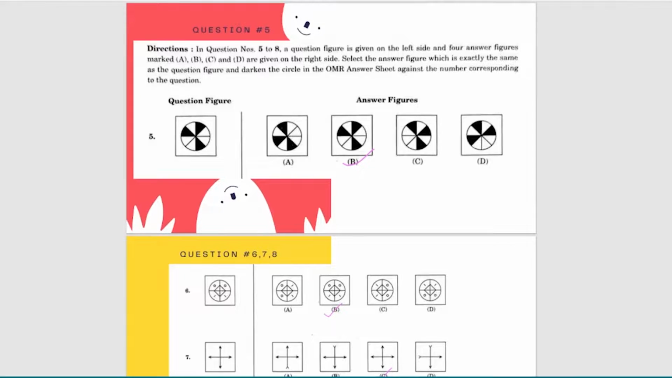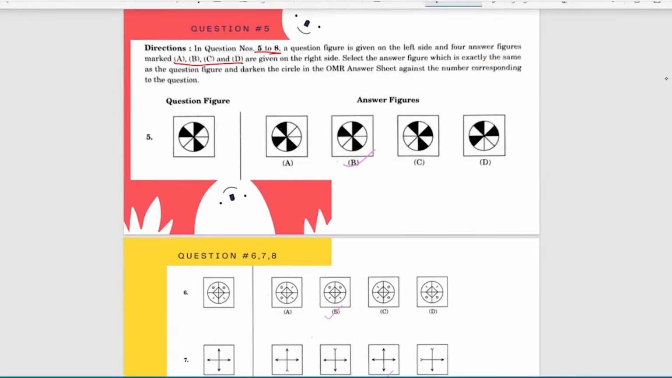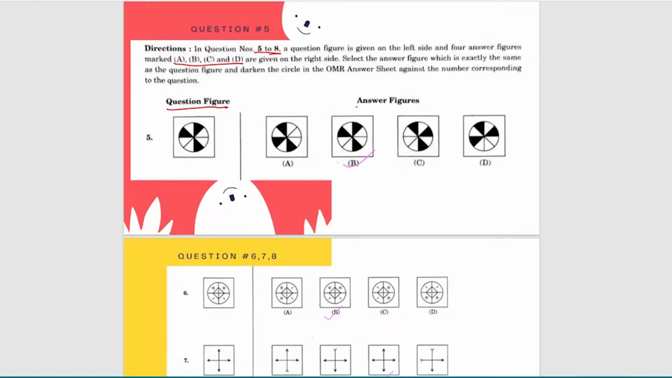The directions given are, in question numbers 5 to 8, a question figure is given on the left side and 4 answer figures marked A, B, C and D are given on the right side. Select the answer figure which is exactly the same as the question figure, and darken the circle in the OMR answer sheet against the number corresponding to the question. So here we are told that this is the question figure on the left and these are the answer figures, and we have to figure out which of these answer figures is the exact ditto of this question figure. So let's look at question number 5.